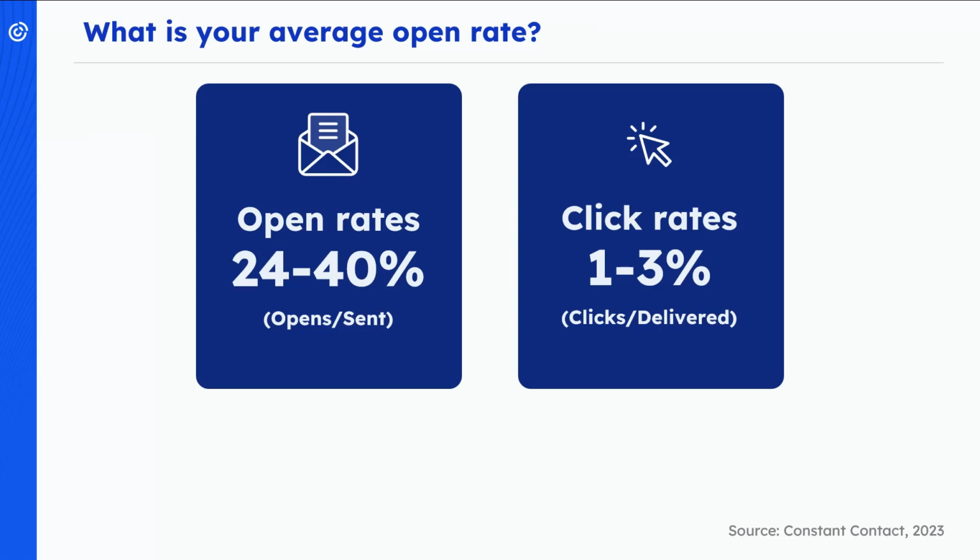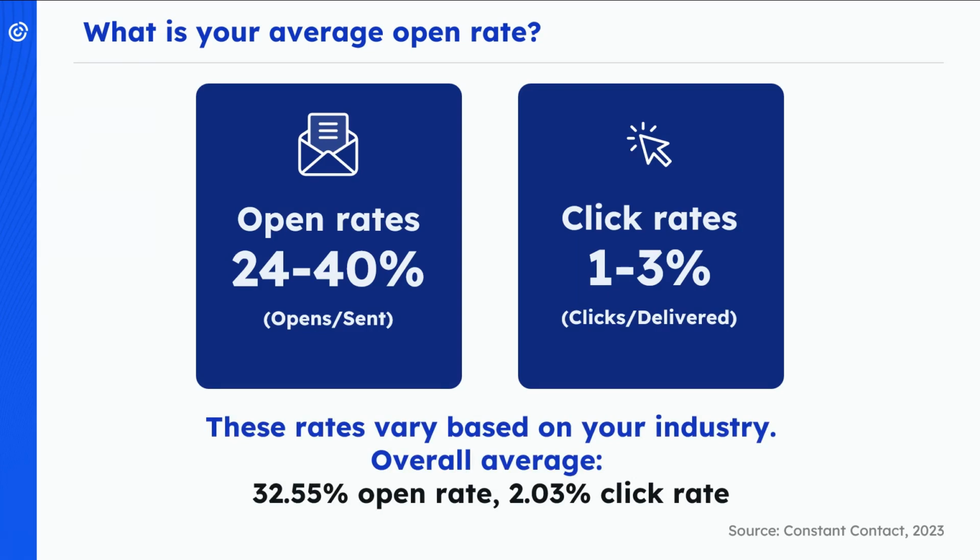Knowing what your open and click rates are can help you have a baseline to compare these numbers to. Many people we talk to feel like they're not doing very well when in fact they are doing better than most. So let me give you some benchmarks so you'll have a better understanding of how well you're doing. Constant Contact has examined data from over 200 million emails and determined that average open rates are typically anywhere between 24 and 40%. And average click rates are usually anywhere between 1 and 3%. And while those numbers may seem low, they're actually pretty good.